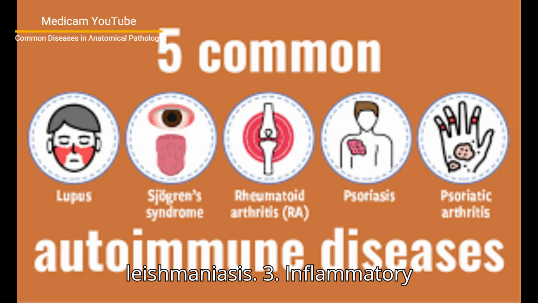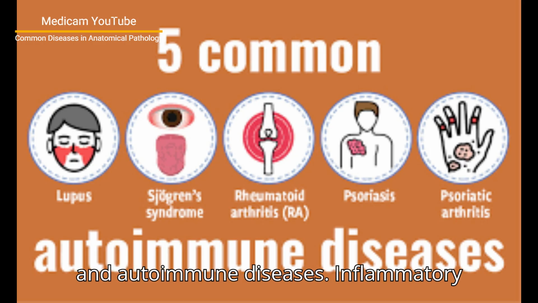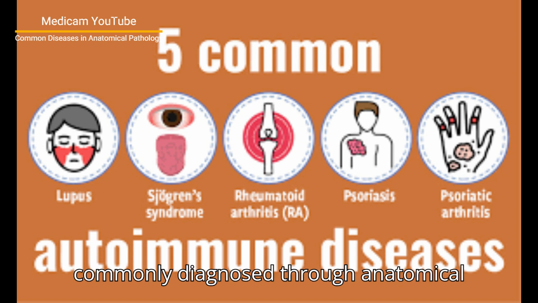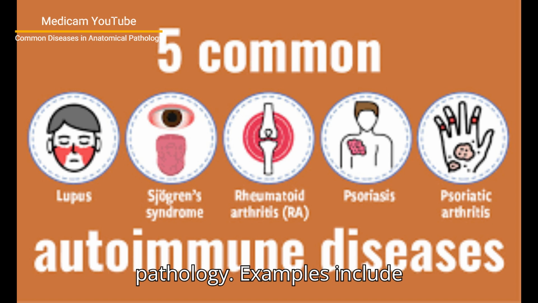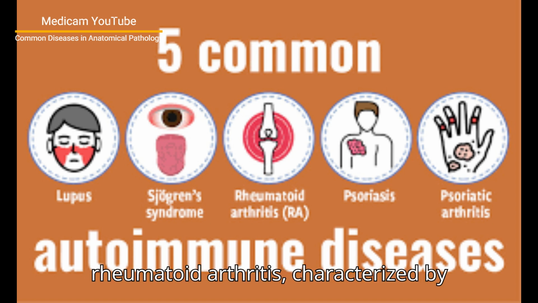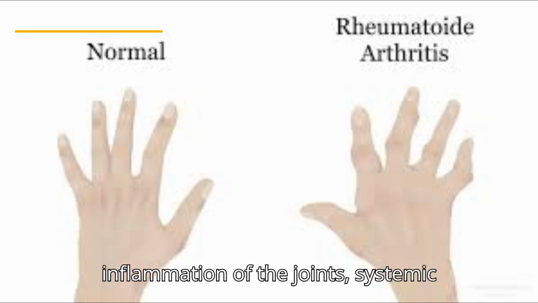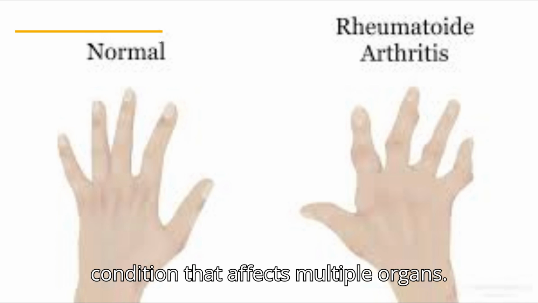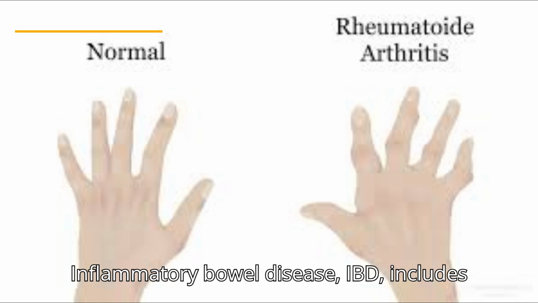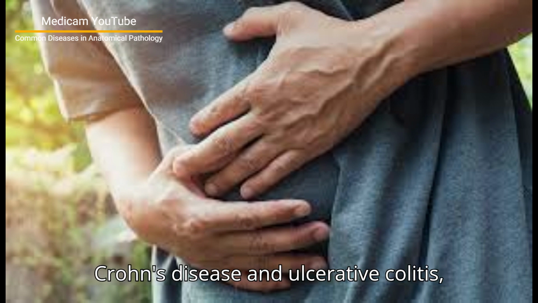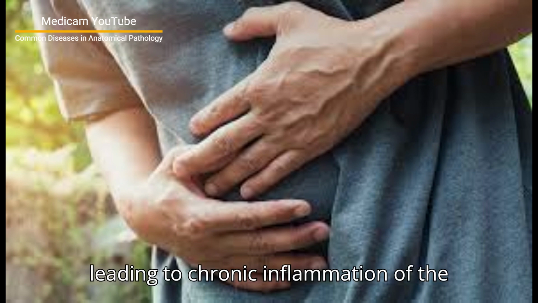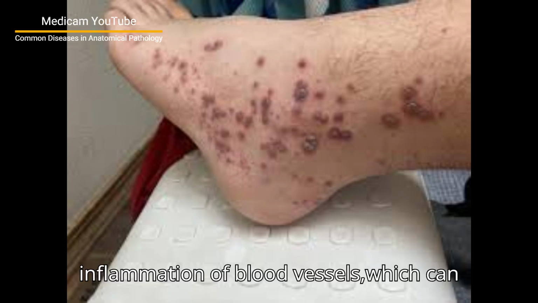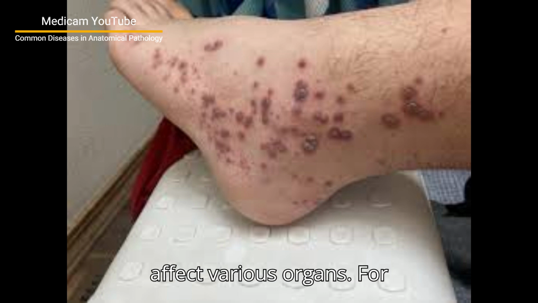3. Inflammatory and autoimmune diseases. Inflammatory diseases, where the body's immune system reacts abnormally to its tissues, are commonly diagnosed through anatomical pathology. Examples include rheumatoid arthritis, characterized by inflammation of the joints; systemic lupus erythematosus, SLE, an autoimmune condition that affects multiple organs; inflammatory bowel disease, IBD, which includes Crohn's disease and ulcerative colitis, leading to chronic inflammation of the gastrointestinal tract; and vasculitis, inflammation of blood vessels, which can affect various organs.